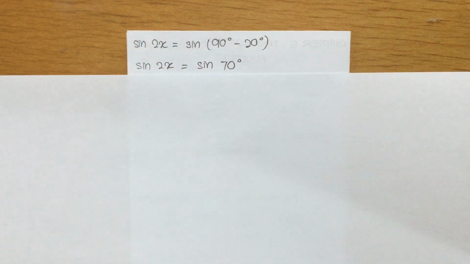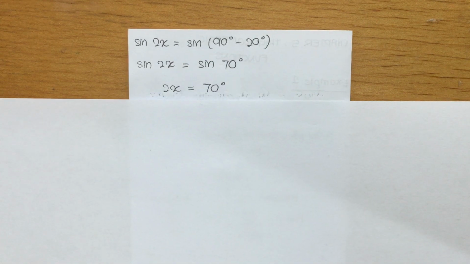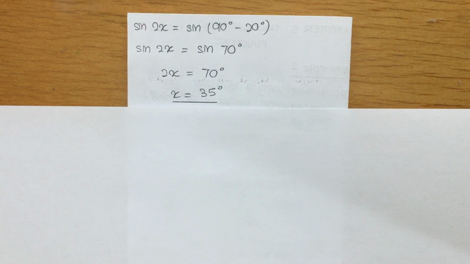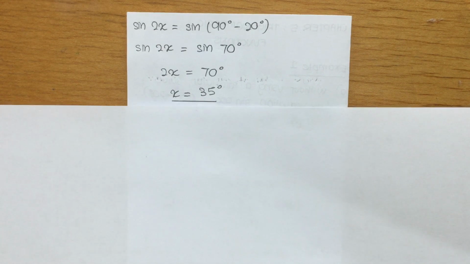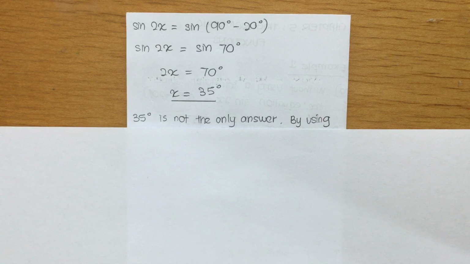Okay, since you have already simplified, the sine and sine you can cancel off. So from here you get 2x equals 70 degrees. And then your final answer should be x equals 35. Alright guys, hold on a second. If you think that x equals 35 degrees is the only answer, your answer is actually correct, but your answer is not complete yet. Okay, why is it so? I'm going to explain to you now. So 35 degrees is not the only answer, guys.